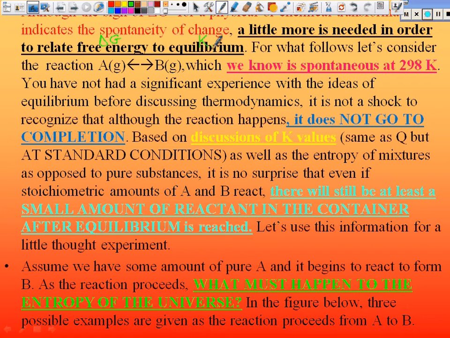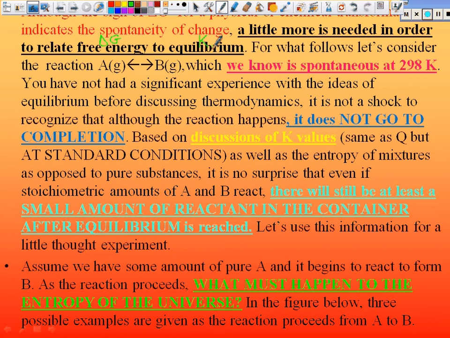Based on discussion of K values, same as Q, but in standard conditions, as well as the entropy of mixtures as opposed to pure substances, it is no surprise that even if stoichiometric amounts of A and B react, there will still be at least a small amount of reactant in the container after equilibrium is reached. All right, so that last part there in that blue part, even though A is going to try to convert to what? B. Once equilibrium has been achieved, will there still be some A left?